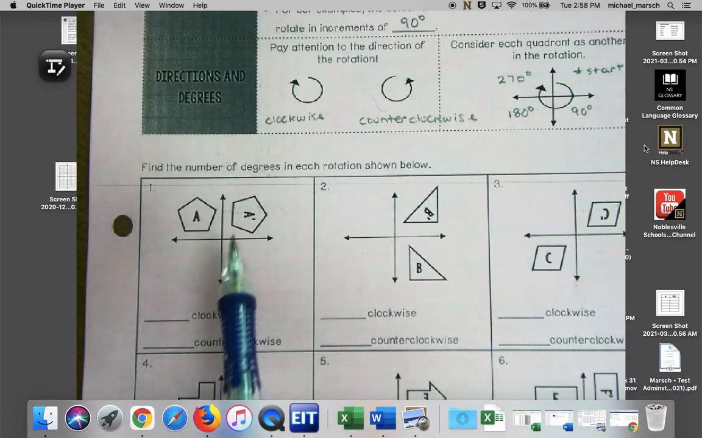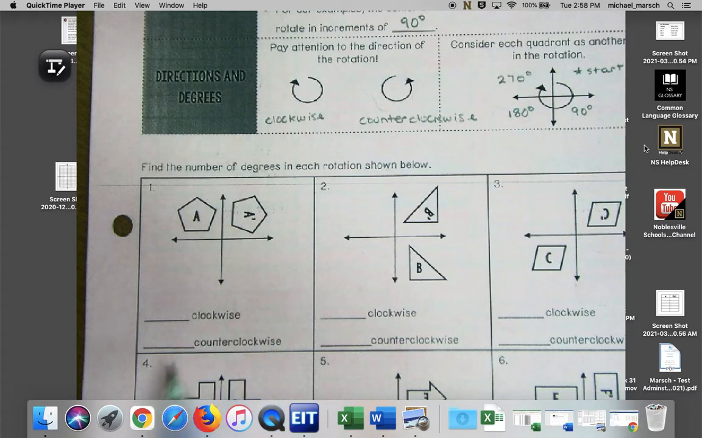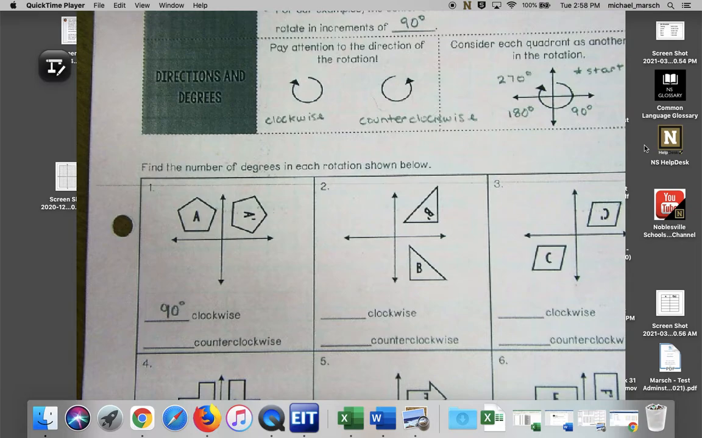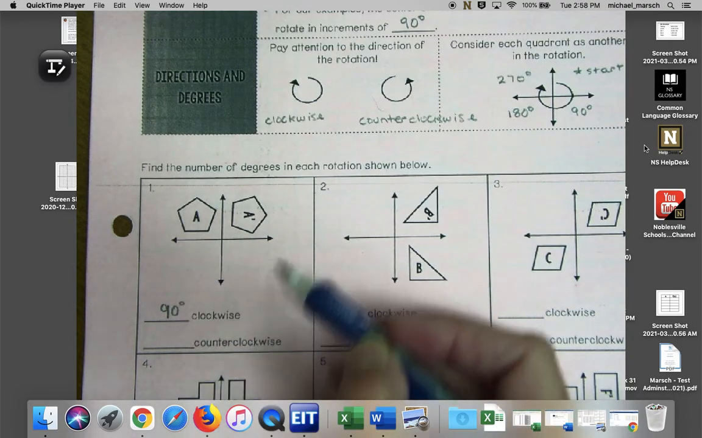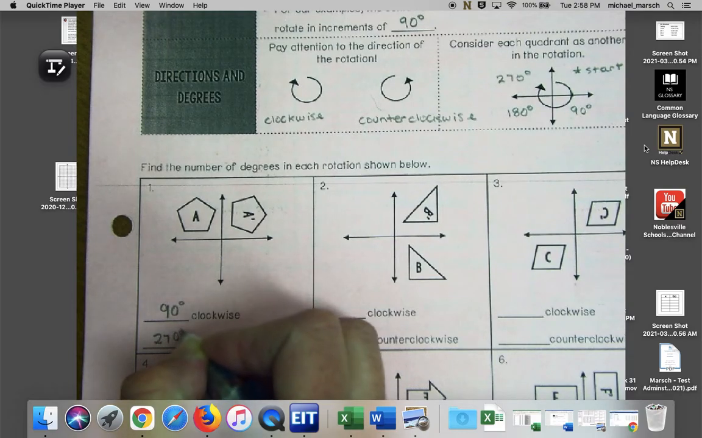Let's look here at this pentagon. We have A and A prime. So what rotation did it make clockwise? How many degrees? It just went 1, so that's a 90-degree rotation. What about counterclockwise? If it had gone this way, how many? 270. You guys got it.